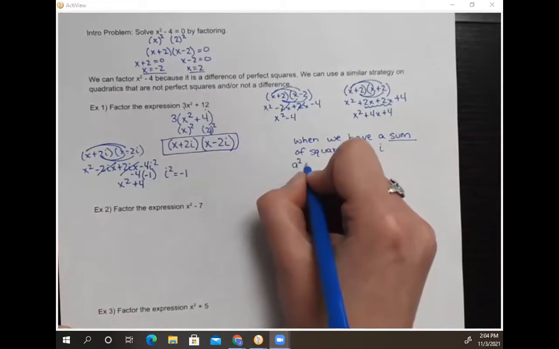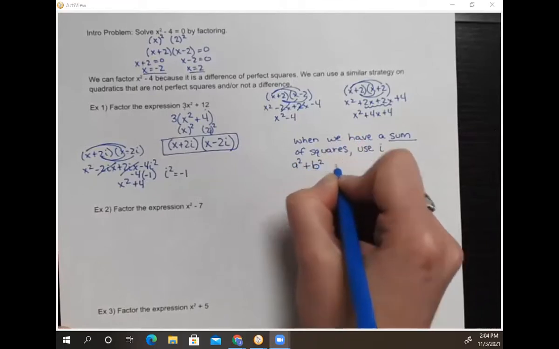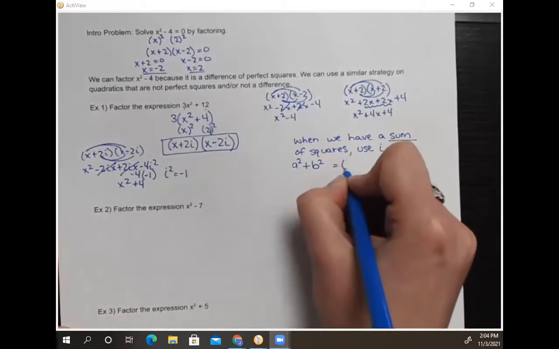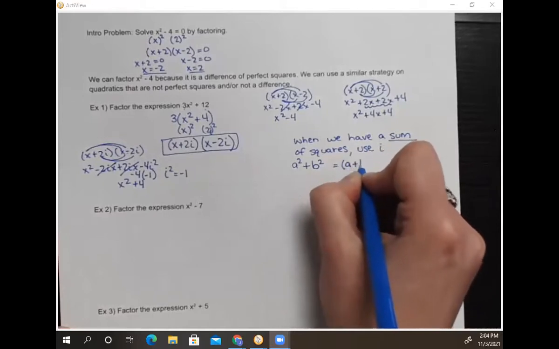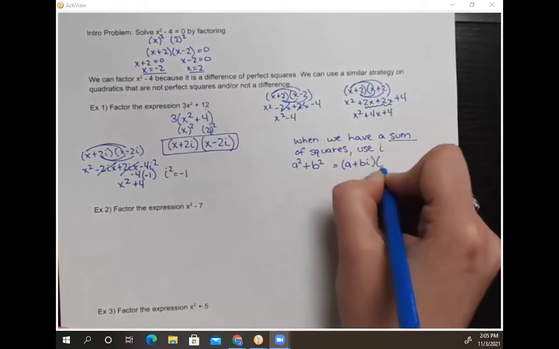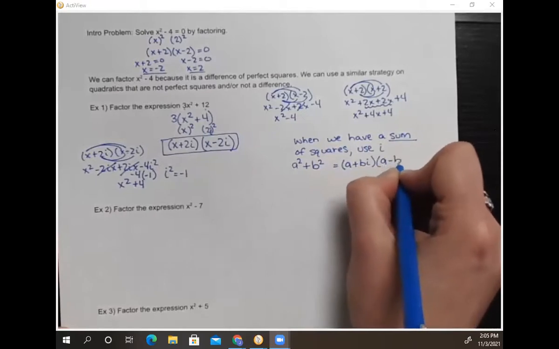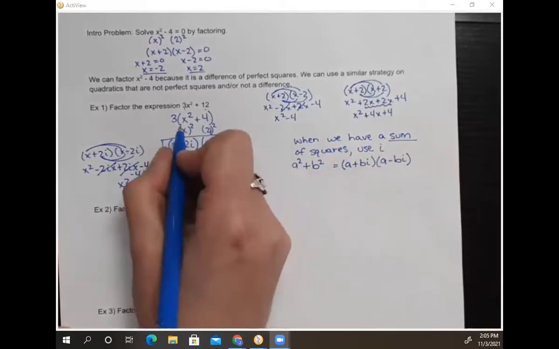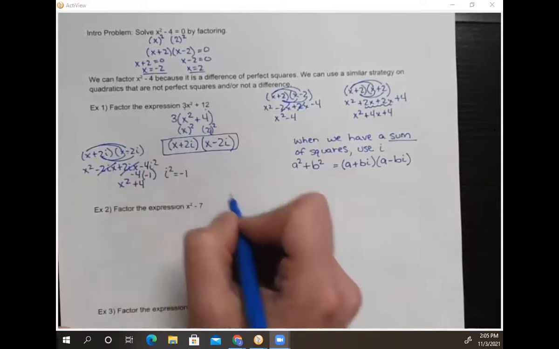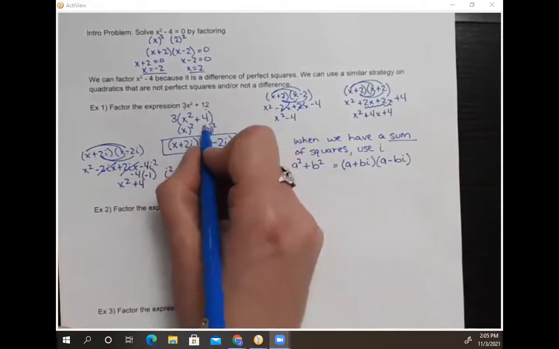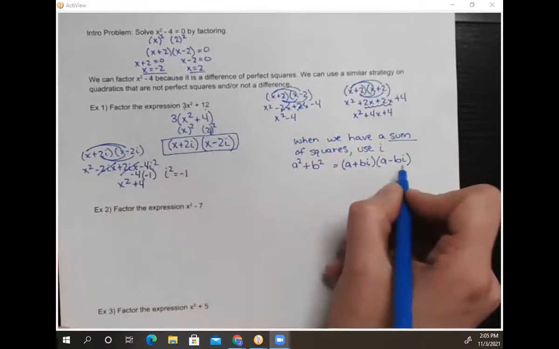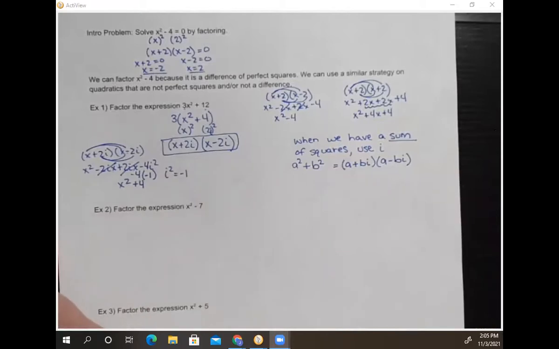So if I've got a squared plus b squared, my factored form would be a plus bi times a minus bi. So whatever I squared to get the first thing, and then whatever I squared to get the second thing, I as an imaginary number.